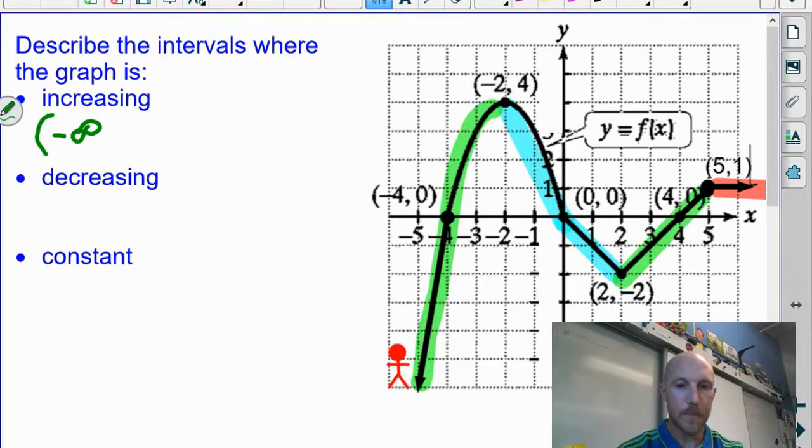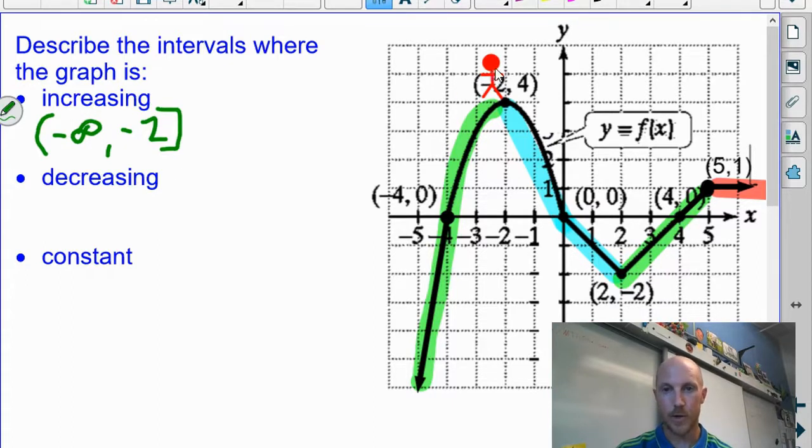So infinity always gets a round bracket. And then the interval continues until the little graph walker gets up here to the top of the hill. The x coordinate right there is -2. -2 is an actual number. It's an actual place on the graph where the graph walker can actually get to. And so we're going to include that using a square bracket. So the first increasing interval is from negative infinity until -2, right?